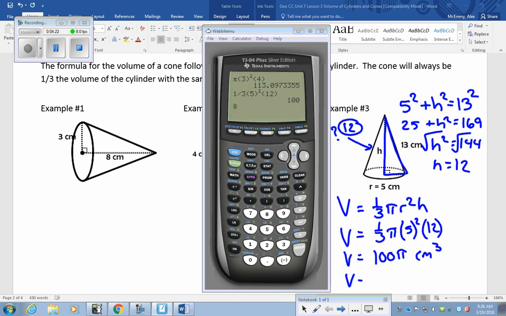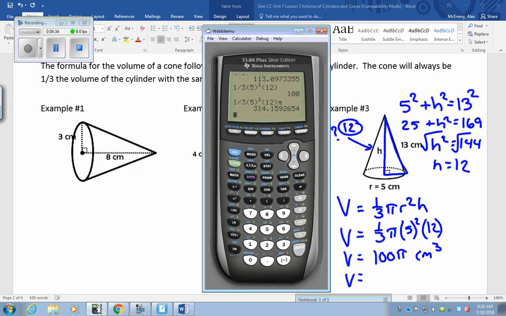Now, if I want to express it to the nearest tenth, again, I could keep this same calculation in. I just got to make sure I multiply by pi, so I'm going to do second, and then the caret symbol. I can throw that at the end. And then it'll give me an answer to the nearest tenth of 314.2 centimeters cubed.